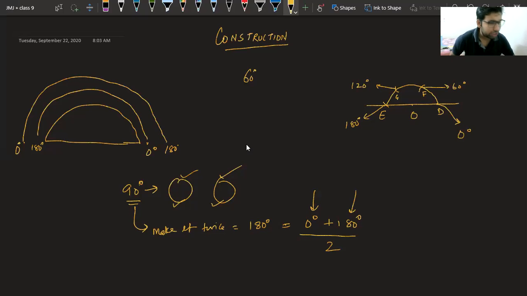Ishan, very good beta. You gave the second case also. Now similarly class, there is one more way to get a sum of 180 degrees, and that is the one that you have learned in your previous classes. It is 60 degrees plus 120 degrees over 2. This will also solve the purpose. Yes class, if you draw 60 degrees, then you draw 120, you can easily get this one.